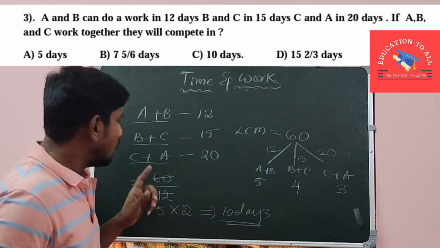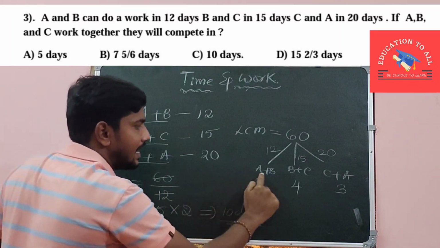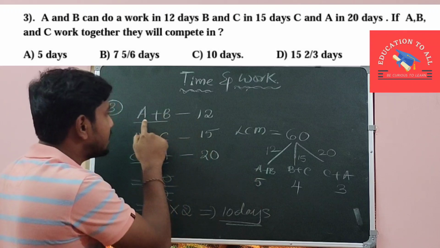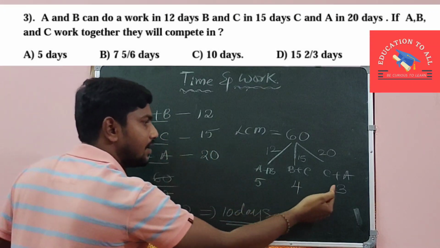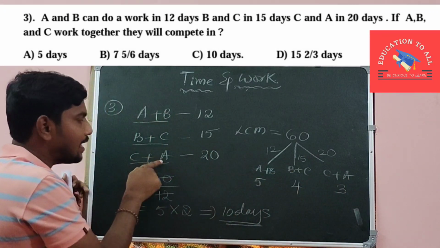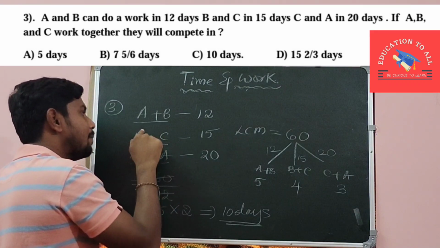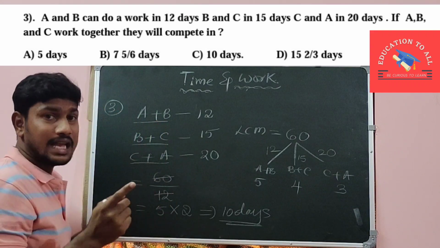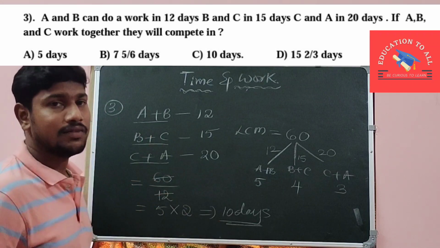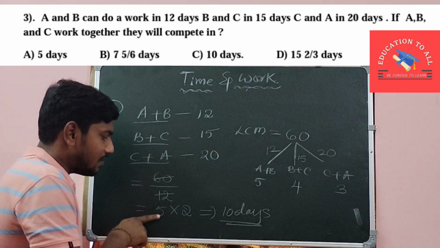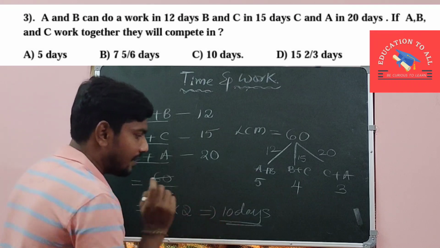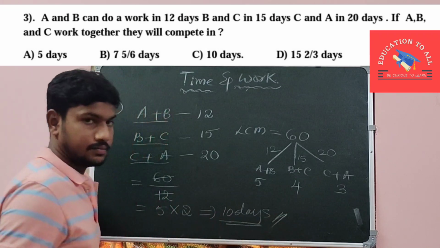Are you clear? One more time. See, here A plus B efficiency: A is involved here, and A is involved with C also in C plus A. B is involved with C and B is involved with A. It means every person appears 2 times in the work. So after finding the work, we should multiply by 2. Our required answer is 10 days.